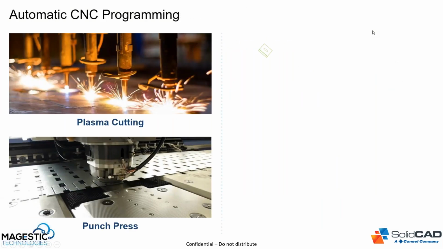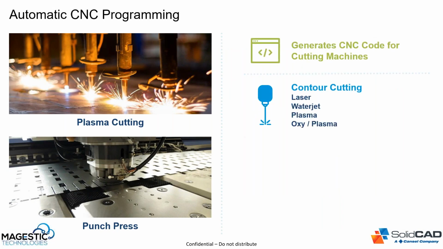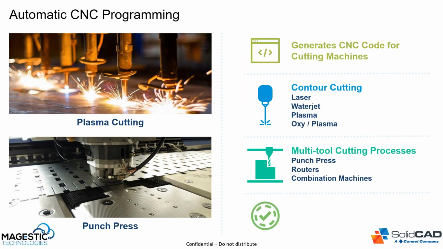So a little bit more about the machine tools. Today we're going to be focusing a bit more on plasma cutting, but typically we support contour cutting and multi-tool cutting processes like lasers, water jets, plasmas, oxyfuels, punch presses, routers, and any combination machines, punch-router, punch-laser, things like that. We do write all the post processors for our machine tools within TruNest, so we can support any machine, new or old, and drive that for you in your shop.